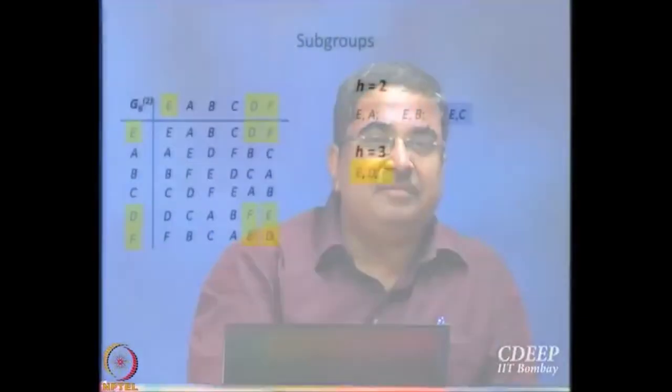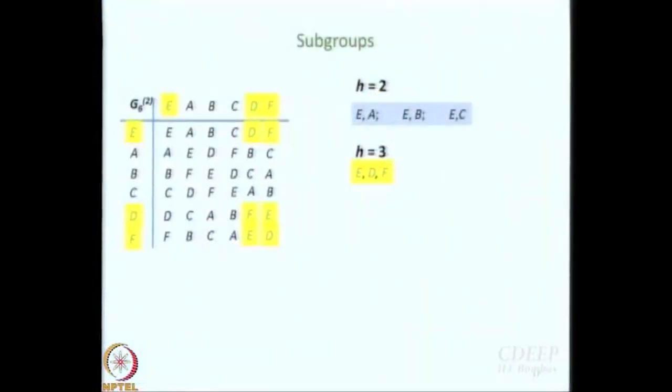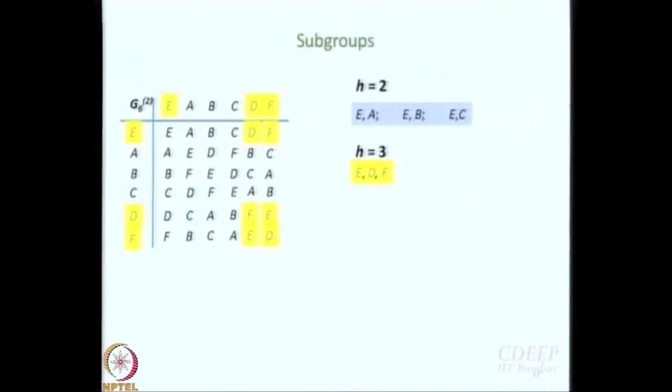Any other possibility? Can you construct a subgroup like EAC? If I take EAC, will that be a subgroup or not? Let us check. AA, what is AA? E. What is AC? D. Doesn't work. There is nothing else actually. We have exhausted all possibilities, right? There are three subgroups of order 2 and there is one subgroup of order 3. What is the order of the group? 6, right? It is written G6.